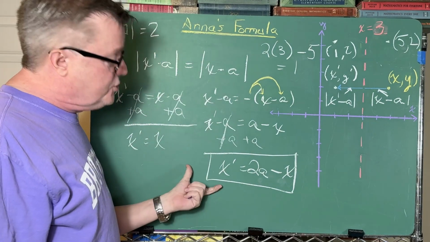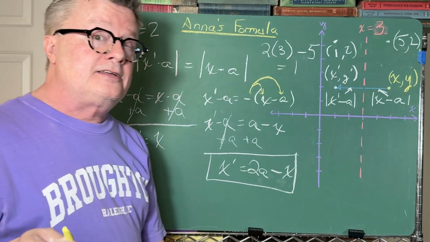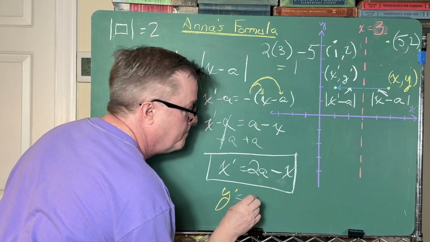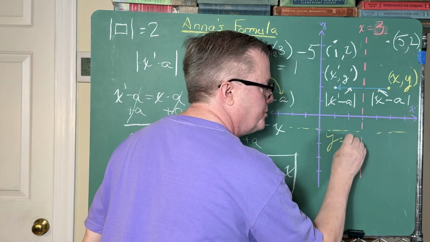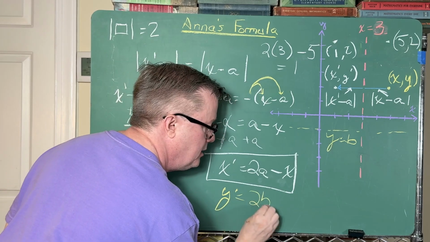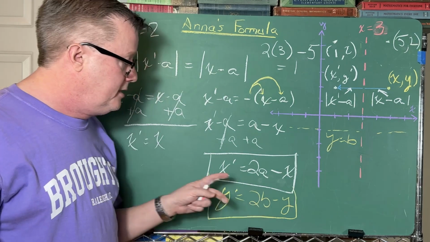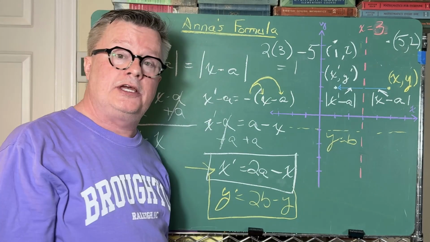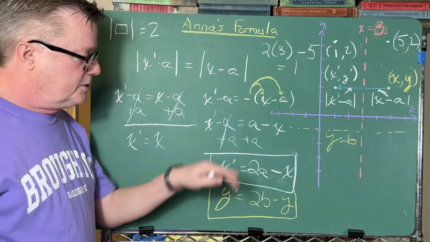Anna's formula gives us a way to compute reflecting across vertical lines. In fact, there is a very similar argument that will give you a formula when you're reflecting across a horizontal line like that. Say it's at y equals b. The new y coordinate when you flip over that line is 2b minus the original y coordinate. So it turns out Anna's formula wasn't just one, it's two. One formula for flipping across vertical lines, like my example, and another very similar one for flipping across horizontal lines.